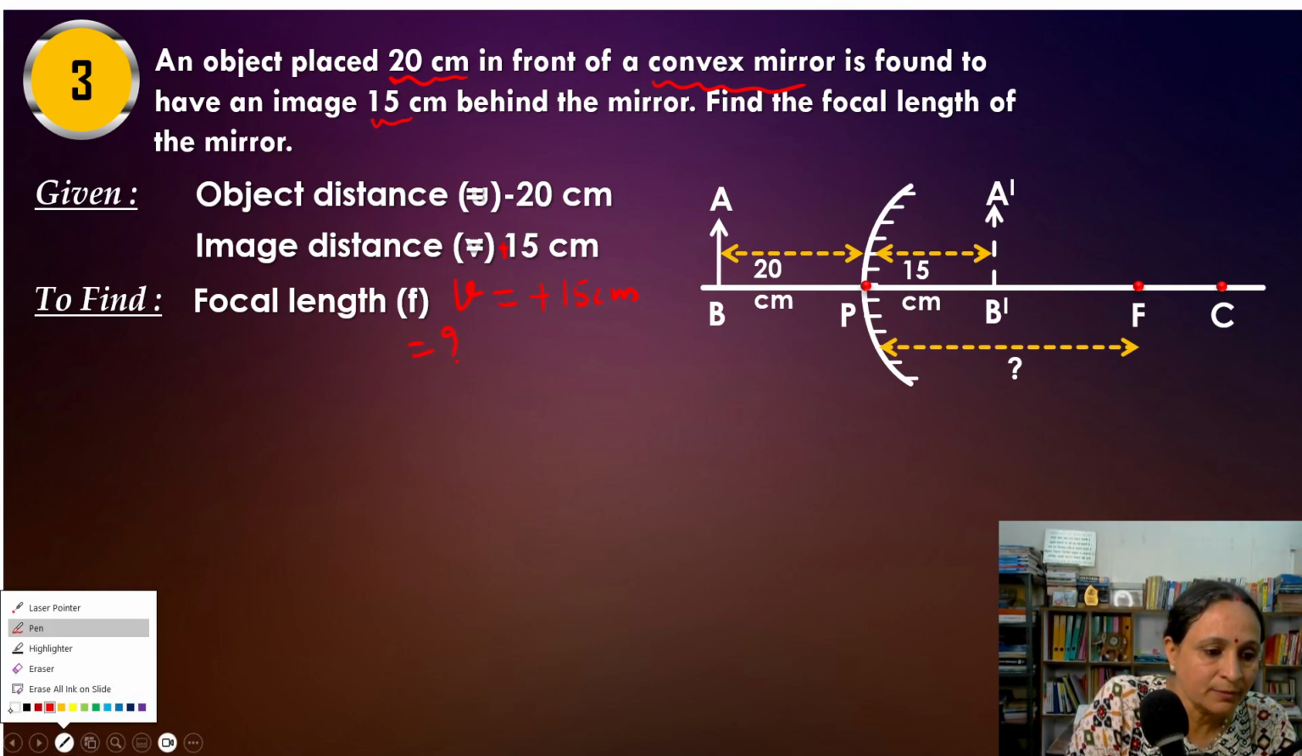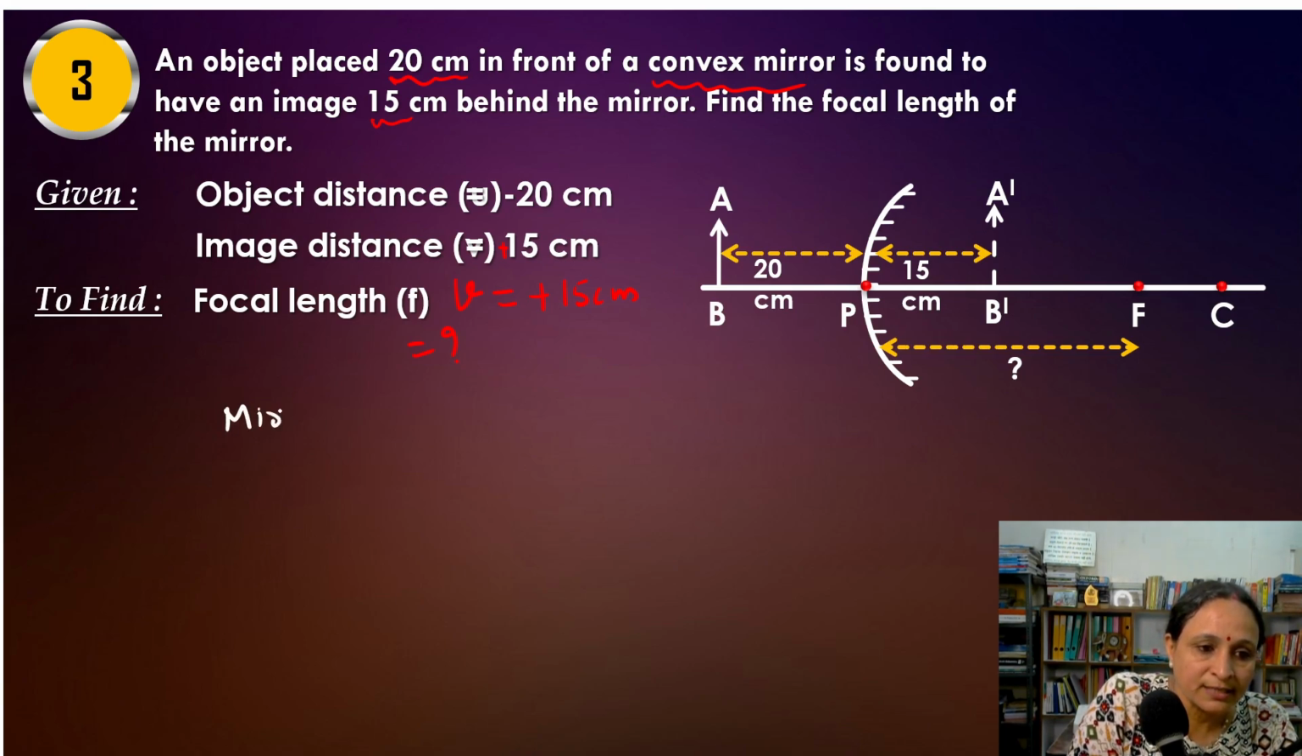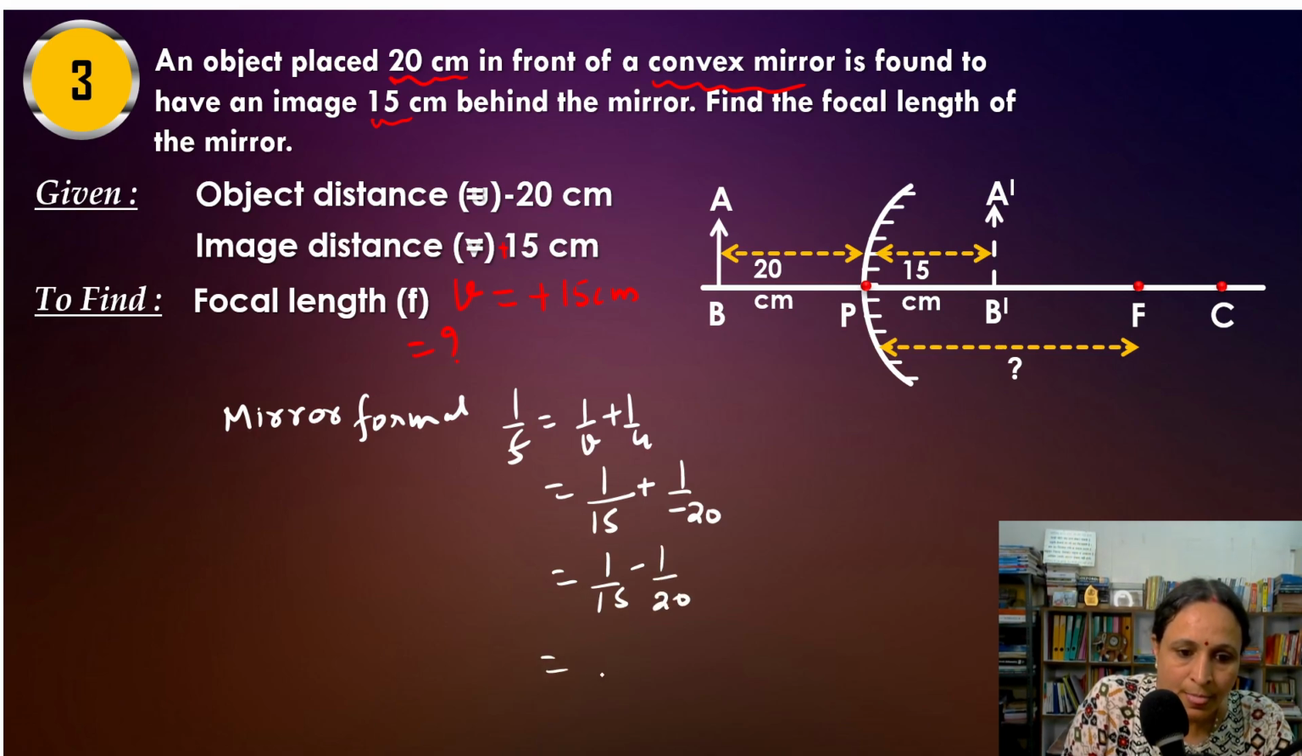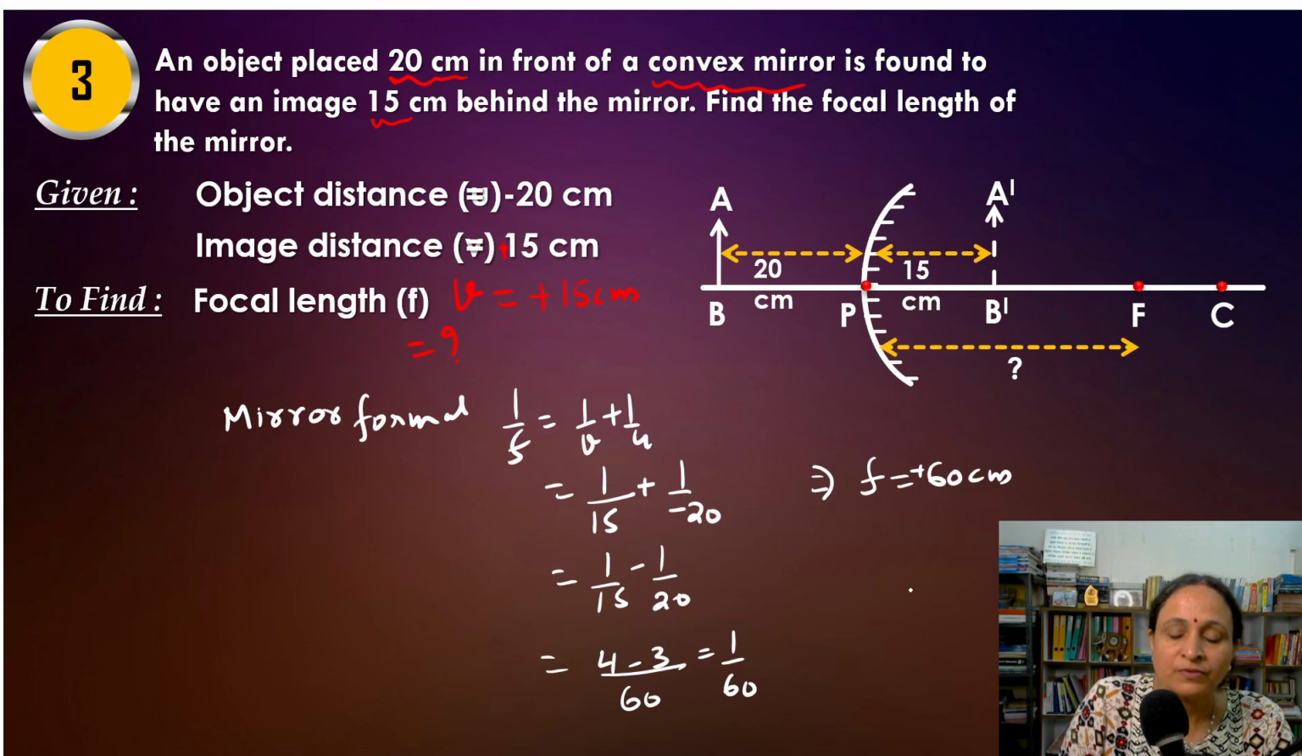So what do we have to do for this? We have to put the values in the formula. So what is the formula used? Mirror formula. We all know 1 upon f is equal to 1 upon v plus 1 upon u. So it is 1 upon plus 15 plus 1 upon minus 20. So you have 1 upon 15 minus 1 upon 20. The LCM, I know, is 60. It is 4 minus 3, which is equal to 1 upon 60. So we have got the value of f is equal to positive 60 centimeters, right?